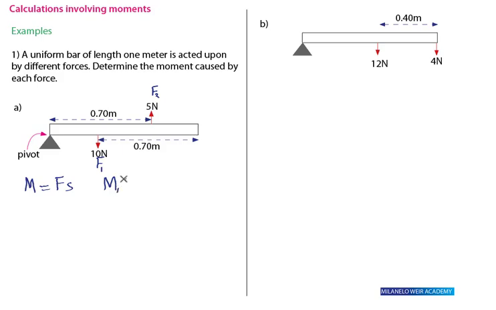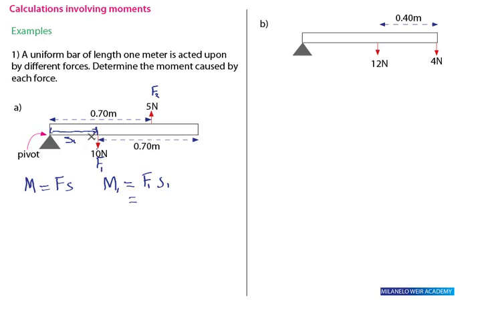We'll call it moment 1 because it is due to F1. So M1 is equal to F1 times S1. So we are going to look for F1. This is F1, this is the pivot. So the distance from the pivot to F1 is S1.